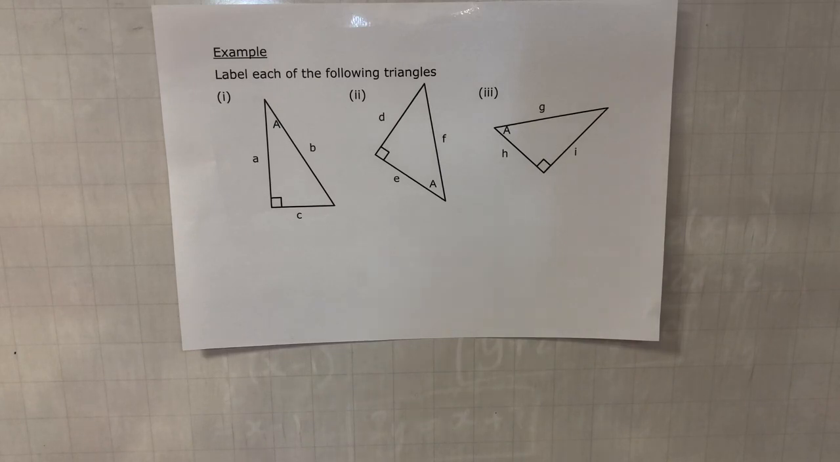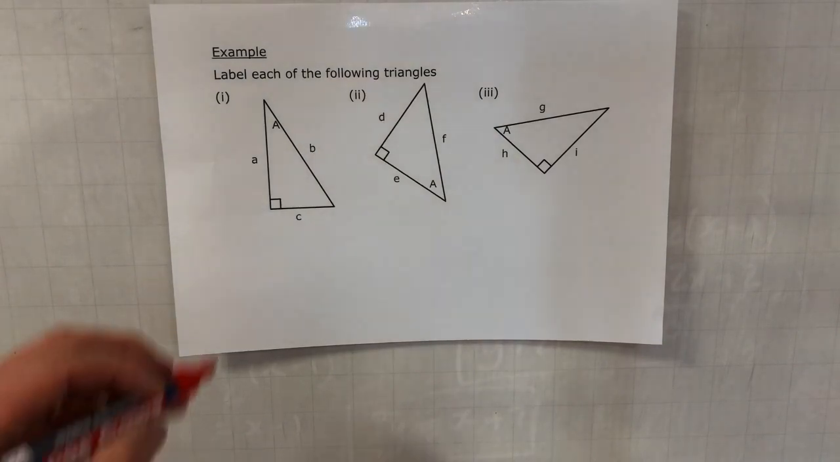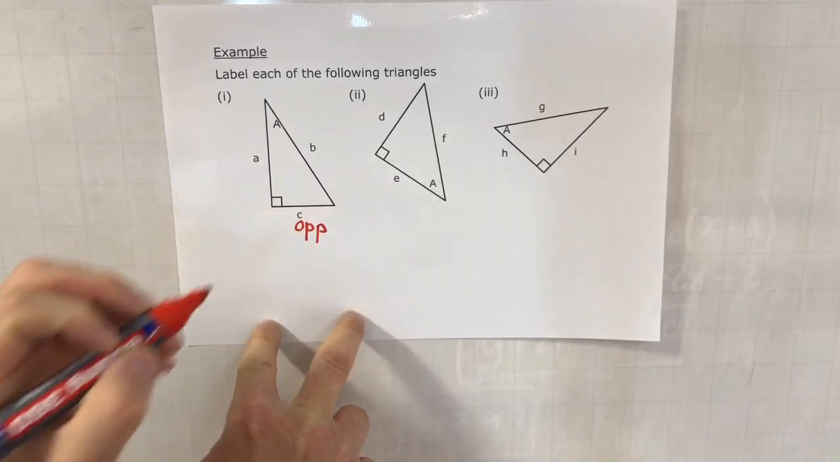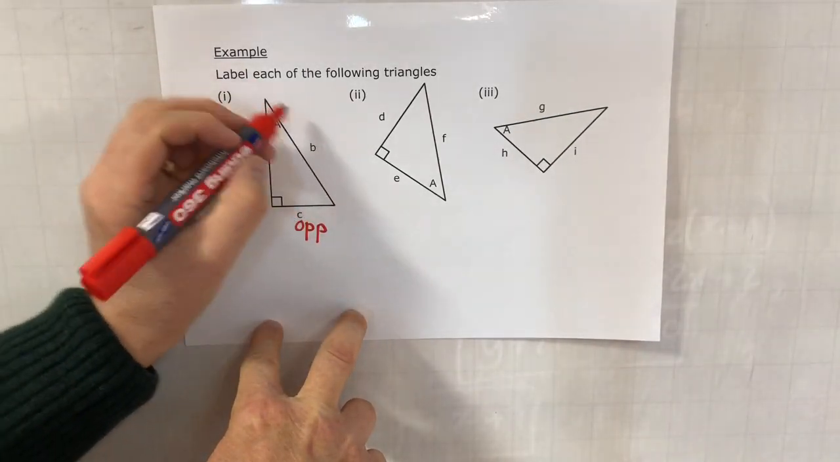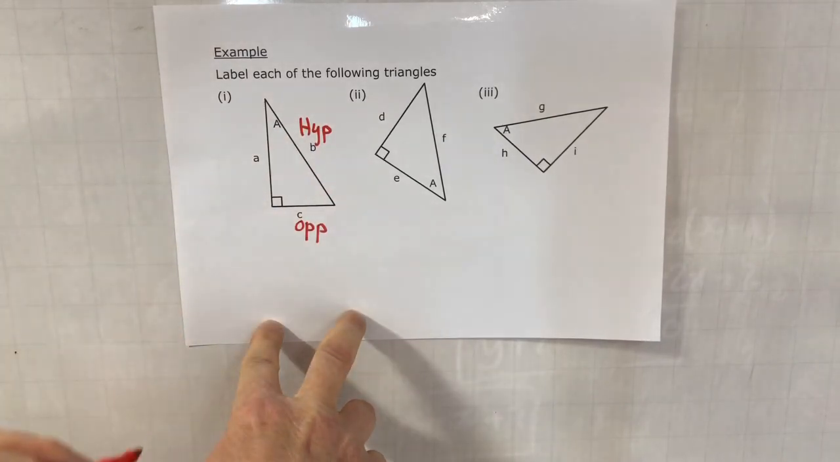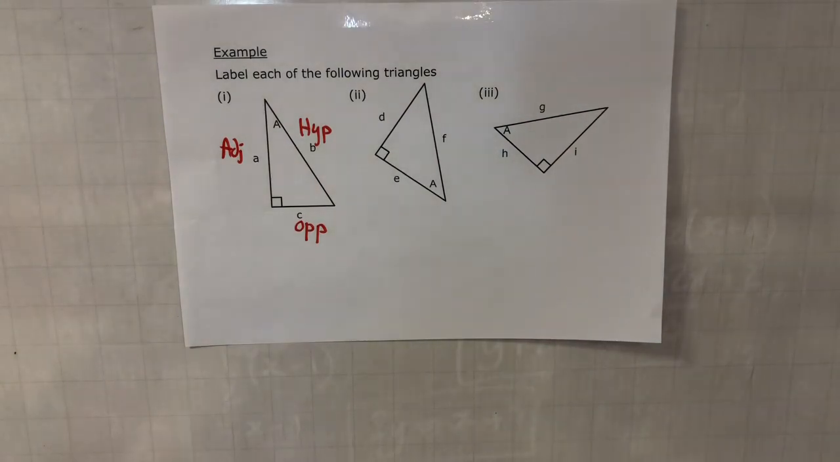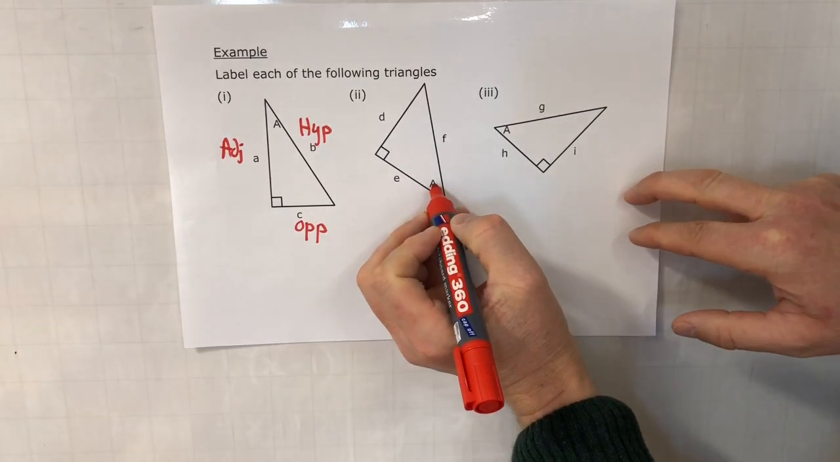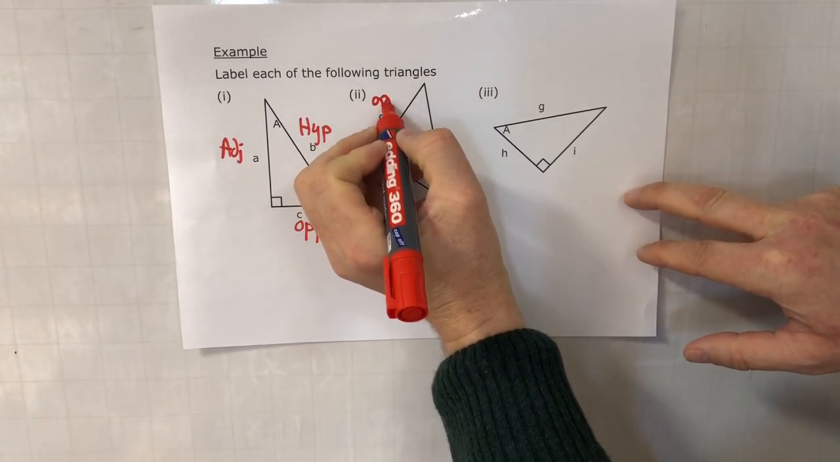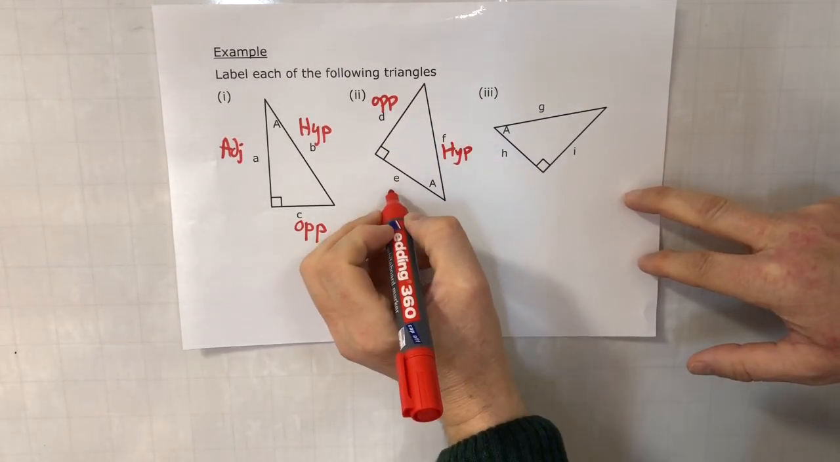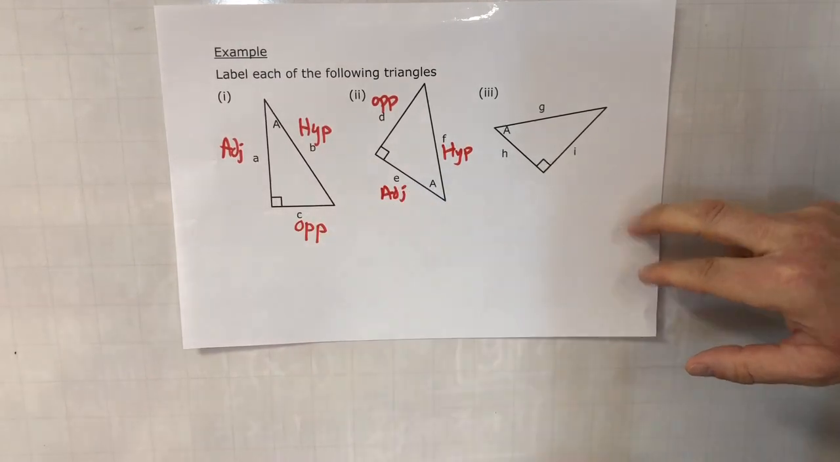So using that from the previous slide, labelling up each of these, there's the angle labelled, so that side down there is the opposite side. This is the largest side, so that's your hypotenuse, which means that this side here must be the adjacent. On the second triangle, opposite the angle is over here. This is clearly the largest side, which means that this must be the adjacent.